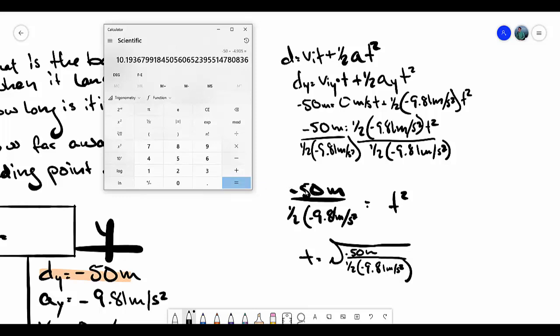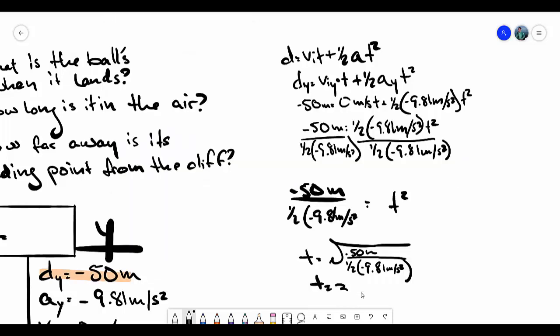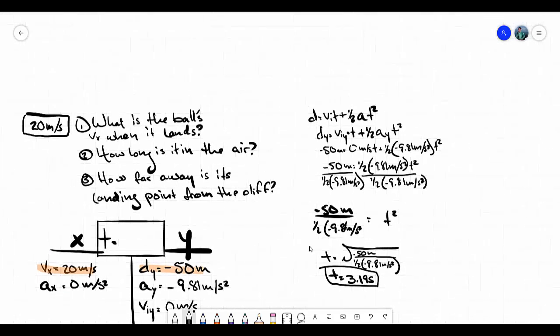Now it's 10.19. We must take the square root. T equals 3.19. T equals 3.19 seconds. That's the answer to 2. And that also goes here: 3.19 seconds.